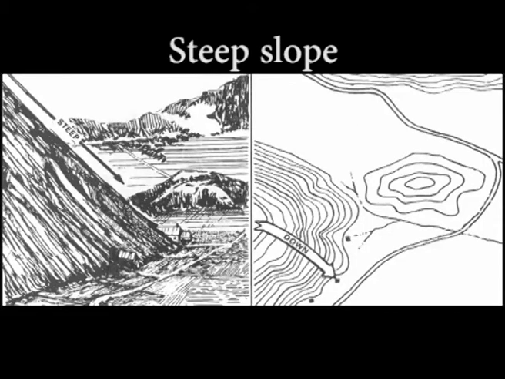The second kind of slope could be a steep slope. In such a slope, the contour lines showing a uniform steep slope on a map will be evenly placed but close together. Remember, the closer the contour lines, the steeper the slope.